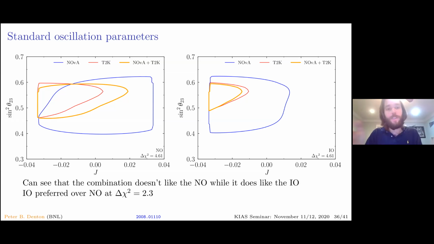And this is of course because they prefer different values for the Jarlskog. But in the inverted ordering, again, T2K in red, NOvA, which now sort of constrains something, in blue, and the combination is a better fit. Things actually go together well in the inverted ordering, and so the inverted ordering is very slightly preferred at delta chi squared of 2.3. So like 1.5 sigma or so.